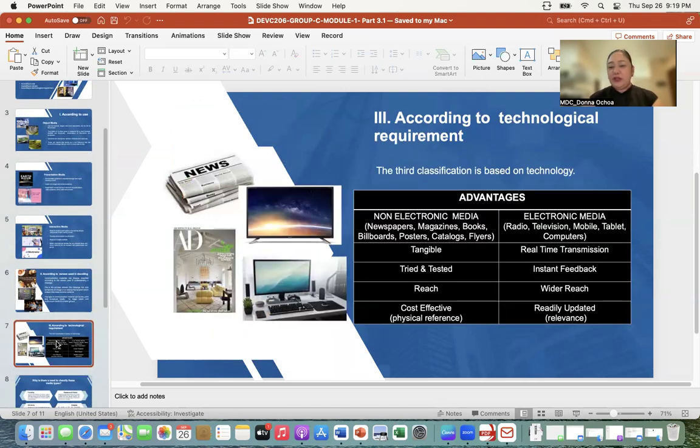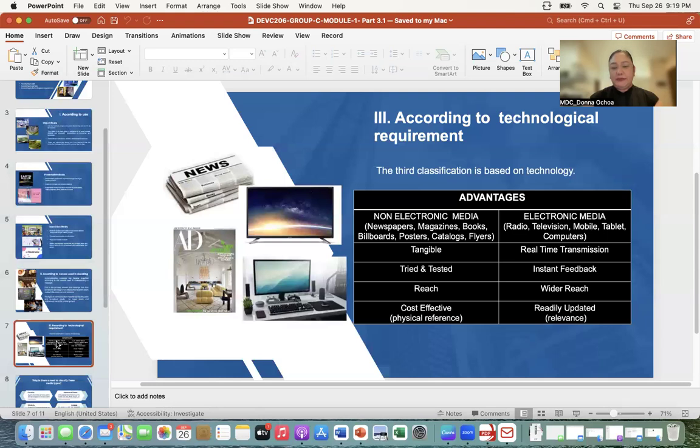Number 3 is according to technological requirement. The third classification is, of course, based on technology. All of us know the examples of non-electronic media, which are newspapers, magazines, books, catalogs, and flyers, while electronic media is radio, television, mobile, tablet, and computers.